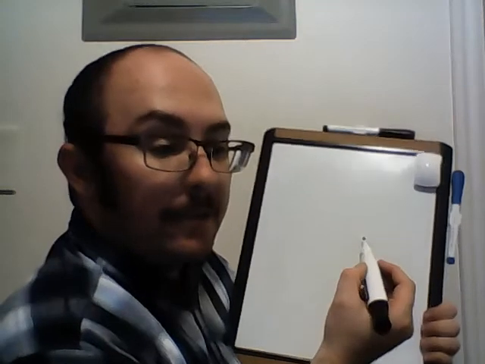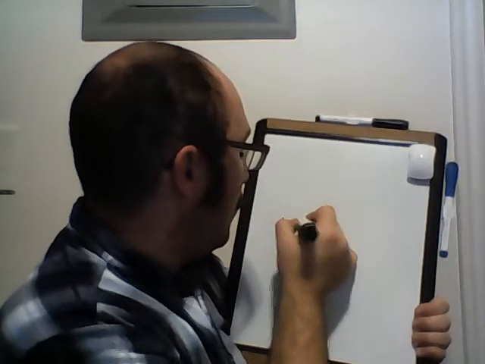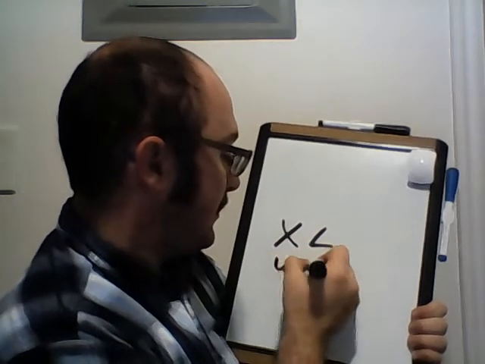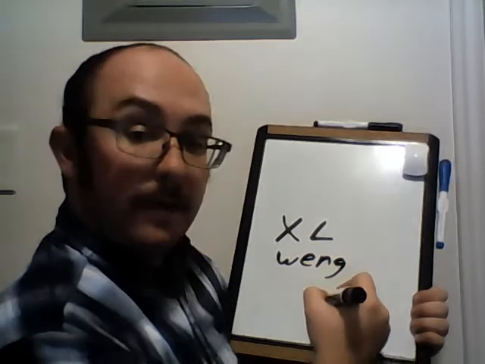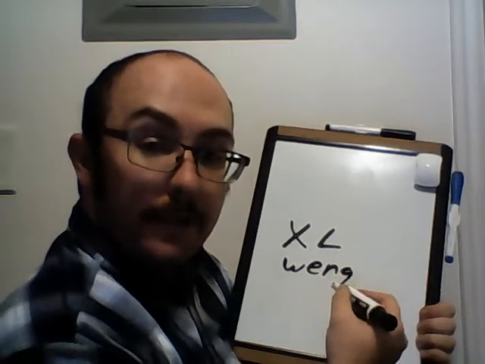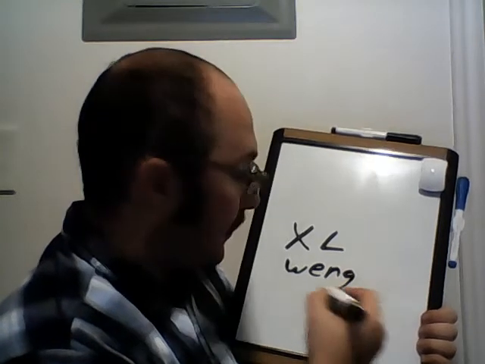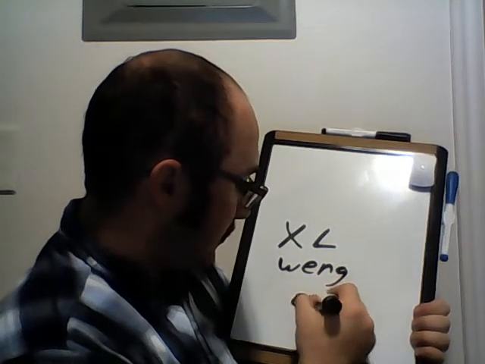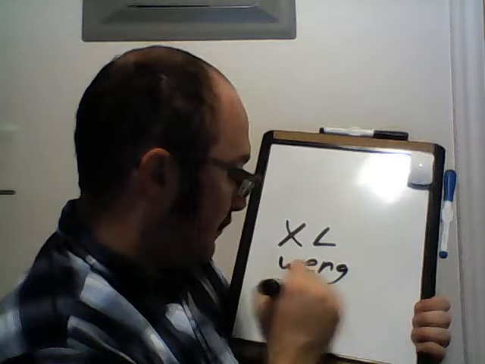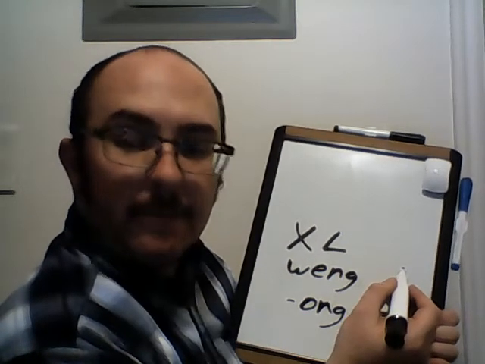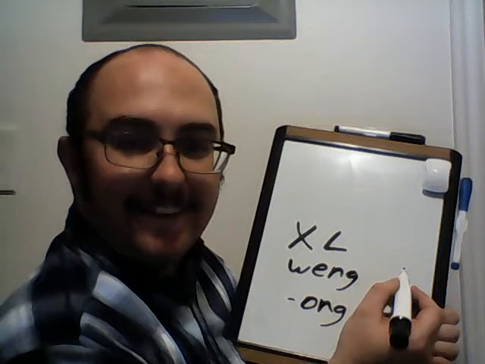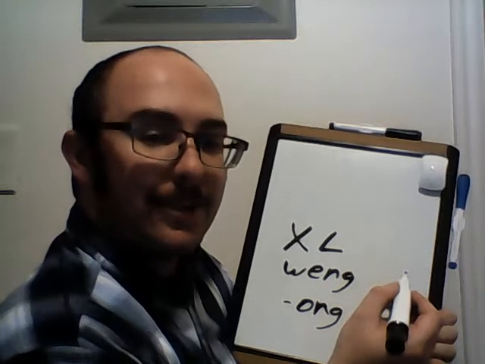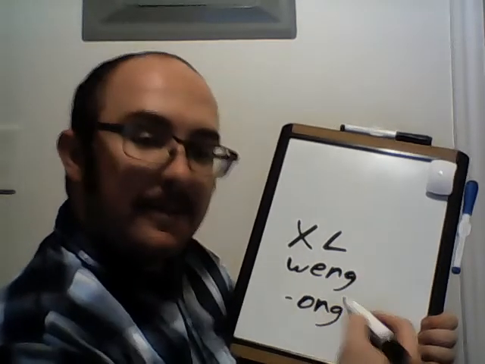Alright, and then the last one we're going to go over is U-ng. When it's by itself, it's Wong. So that's a surname, Wong. I know some Wongs, they're very nice people. But when it's preceded by another sound, it becomes ong. Or rather, preceded by most sounds other than J, Q, and X. And we'll talk about those in the next video because they apply to the final sound we're going to go over.